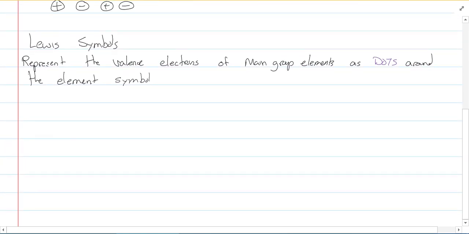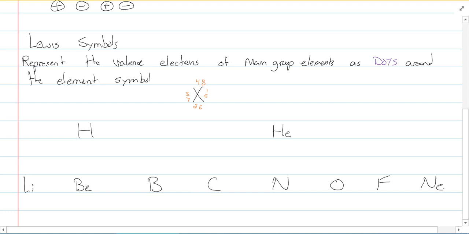So what does that look like? Now, SOP, standard operating procedure, we would go 1, then 2, then 3, then 4, 5, 6, 7, 8. Does it have to be that way? No. So let's do some examples. H, He, then we'll do Li, Be, B, C, N, O, F, Ne. We'll do all of those.